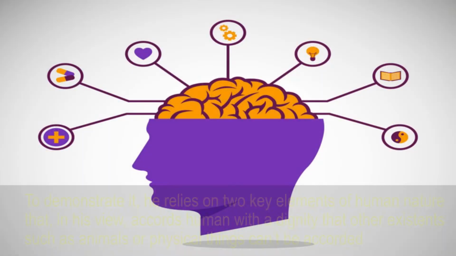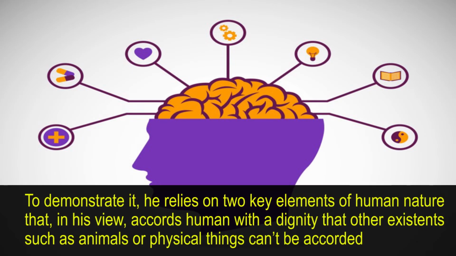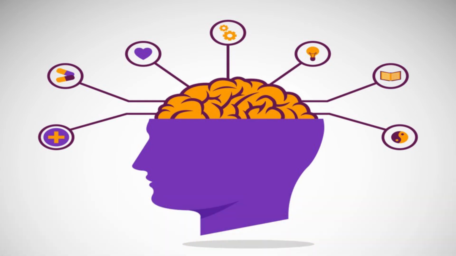To demonstrate it, he relies on two key elements of human nature that, in his view, accord humans a dignity that other existences such as animals or physical things cannot be accorded. And why are we doing that? Because again we are asking whether something can be found in human nature on which we can rely to find such objective, necessary principles. So Kant is making efforts to find something in human nature that is so reliable that it can be a legislator of those necessary, universal principles.